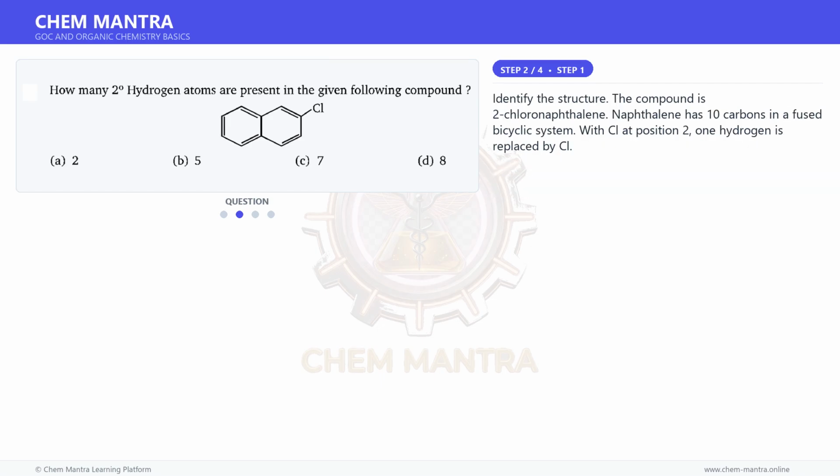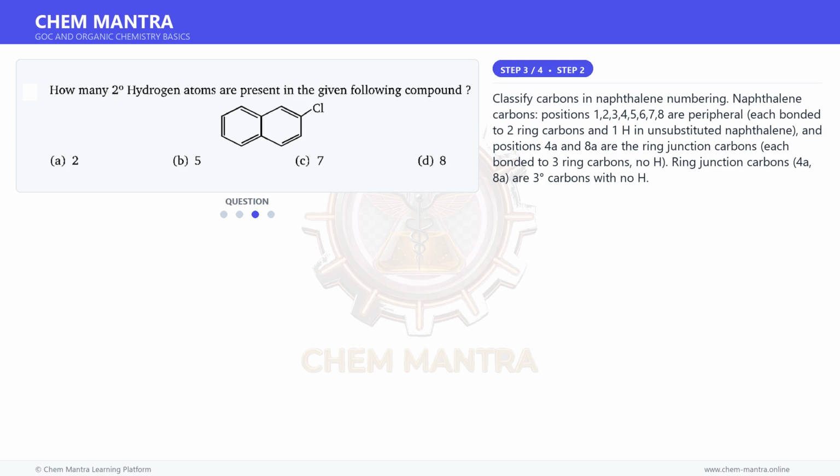Moving on to the next step. Identify the structure. The compound is 2-chloronaphthalene. Naphthalene has 10 carbons in a fused bicyclic system. With Cl at position 2, 1 hydrogen is replaced by Cl. Moving on to the next step.